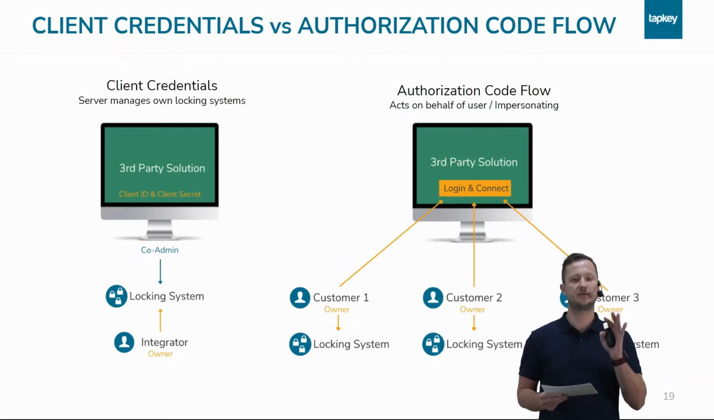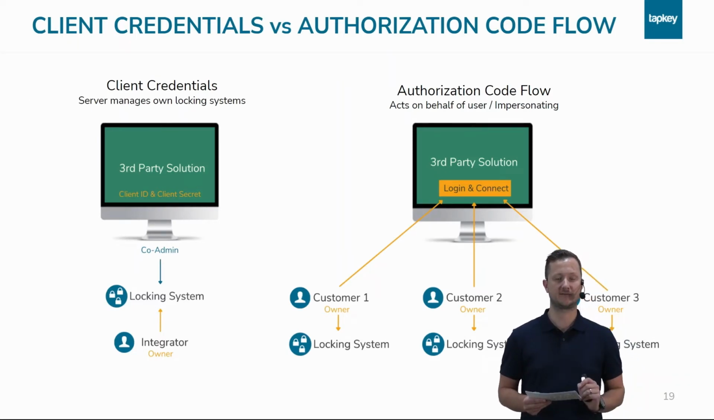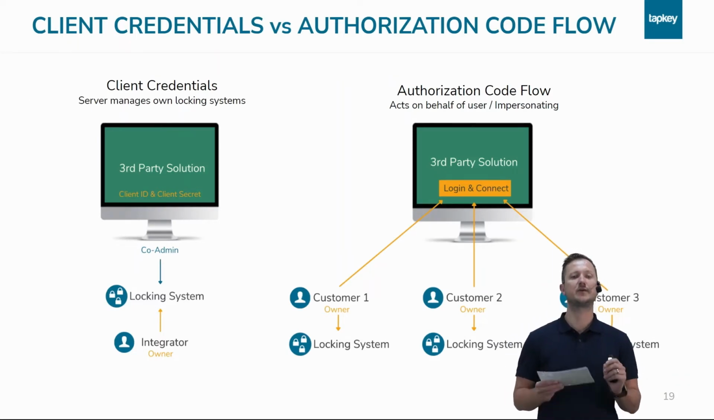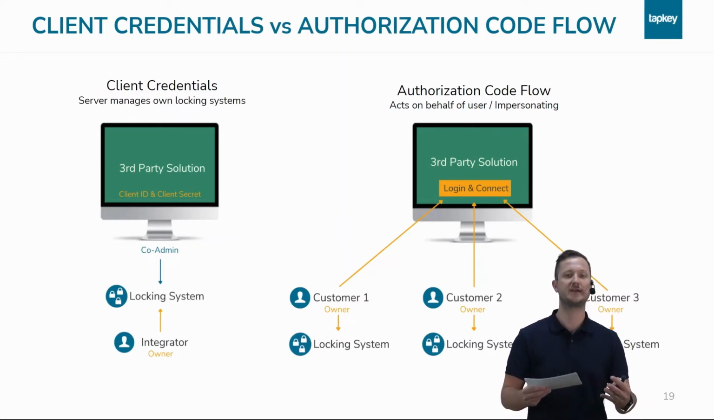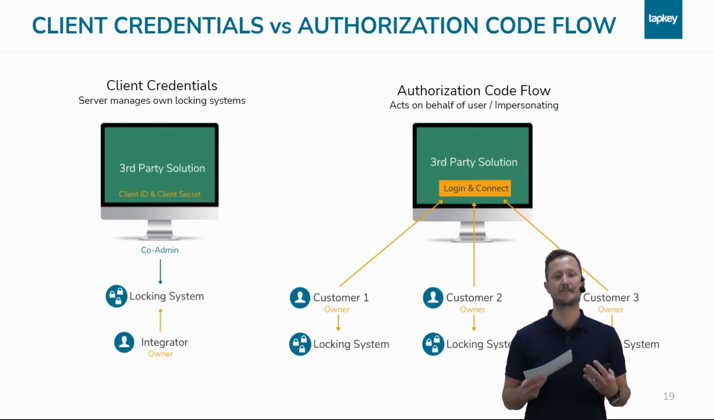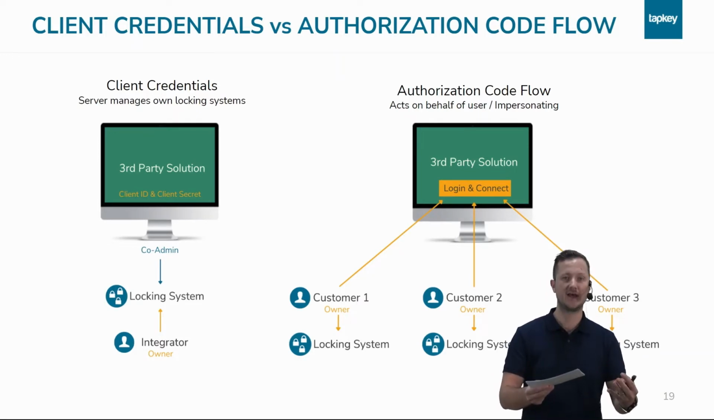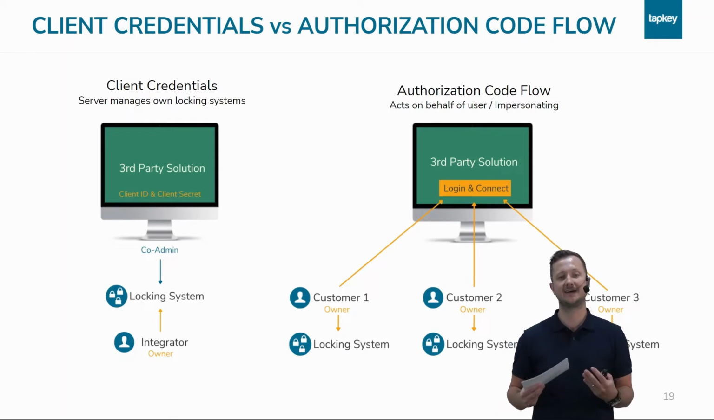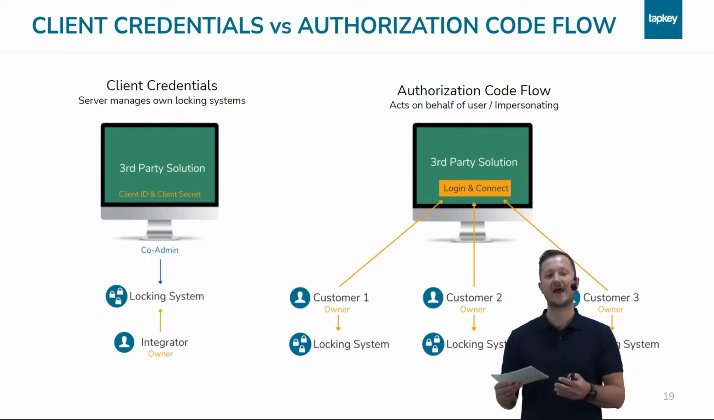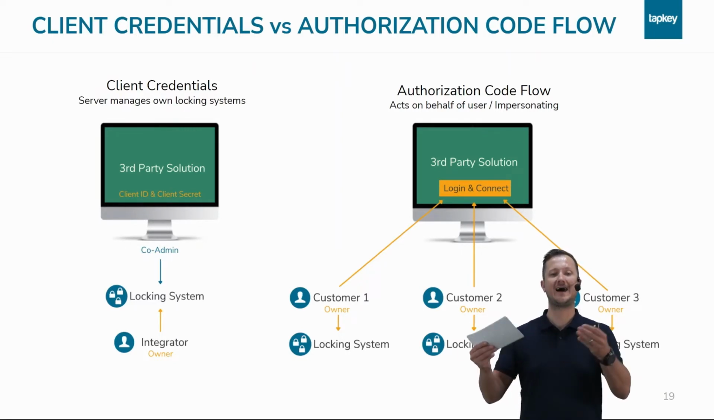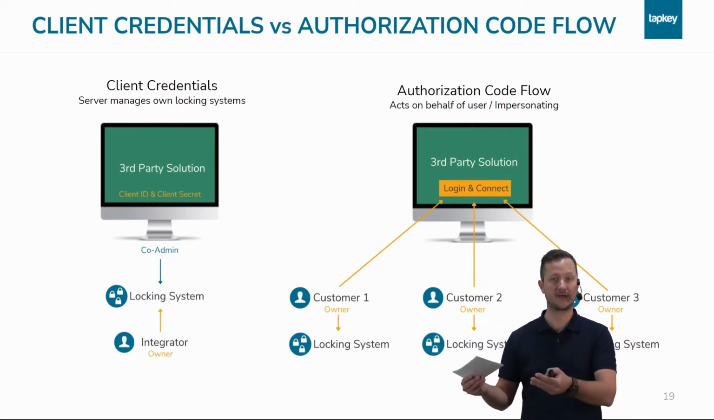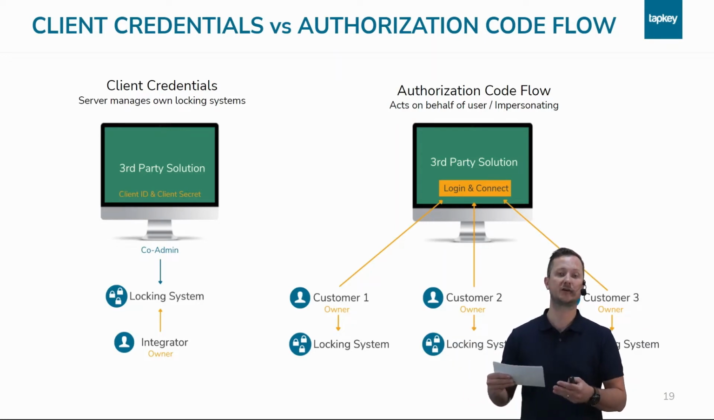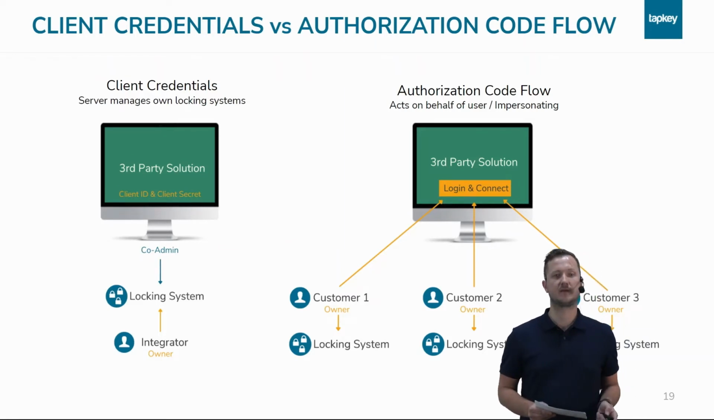On this slide, we see 2 pictures, each for one of the grant types. Client credentials is used when you want your own system to manage your own locks. You are basically making your application a co-administrator of the owner account. On the other hand, authorization code flow is used when your own system will be managing locks of other users that will connect to your platform by signing in and giving you the consent to do so. Let's have a deeper look at each of them.